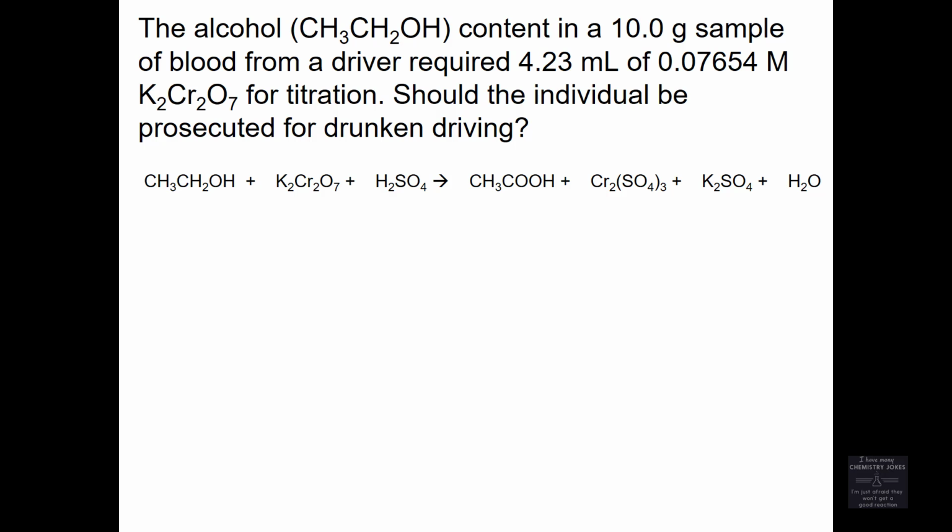The alcohol, ethanol, content in a 10-gram sample of blood from a driver required 4.23 milliliters of this concentration potassium dichromate for titration. Should they be prosecuted for drunken driving? Well, this one has given an equation, and we're going to need to use that equation to convert and figure out if they really should be prosecuted or not. The equation that I have provided you is not balanced. I really think you should try to balance it on your own, but we can't work it without it being balanced. I'll probably ask you a question about how to balance it.